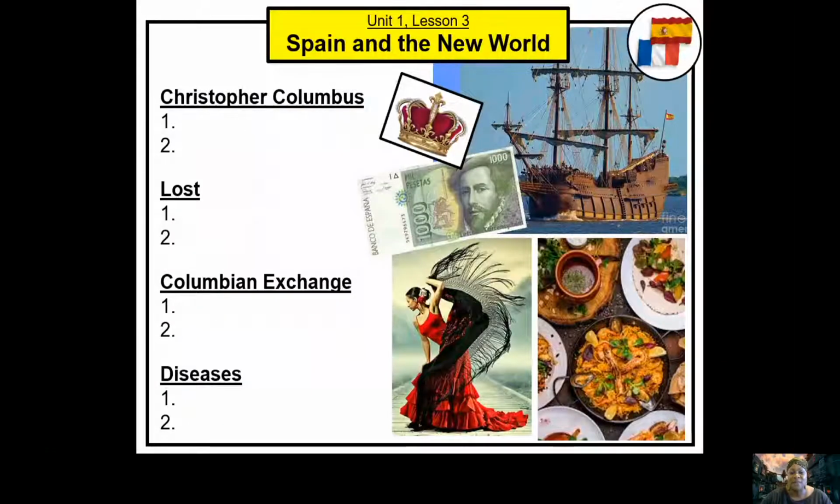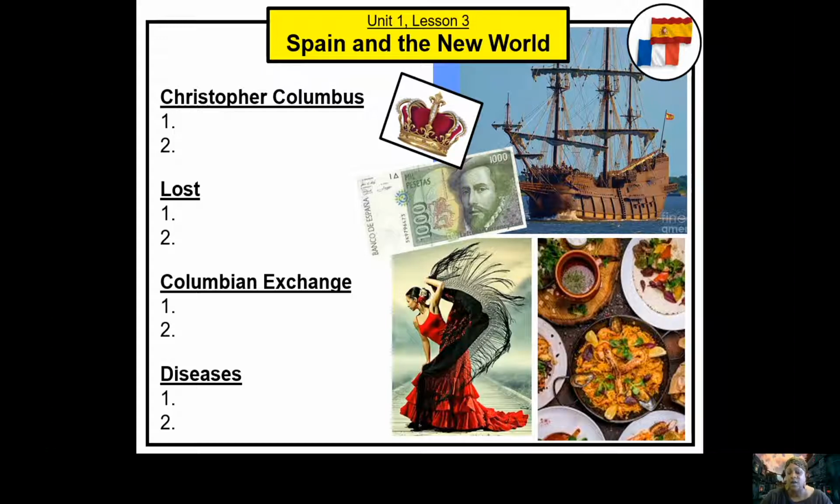Today's lesson is called Spain and the New World. We are on Unit 1, Lesson 3. So we're going to talk about Christopher Columbus, Columbus being lost. We're going to talk about the exchange, the Columbian Exchange, and also diseases that were brought to the New World.